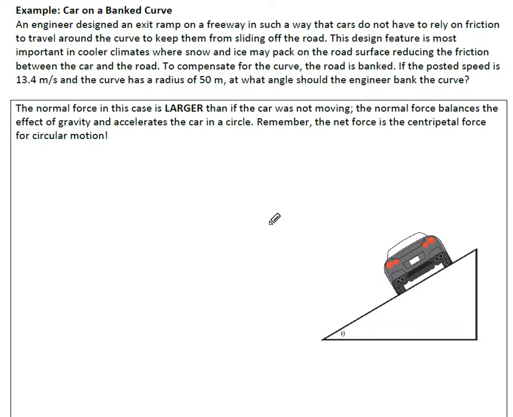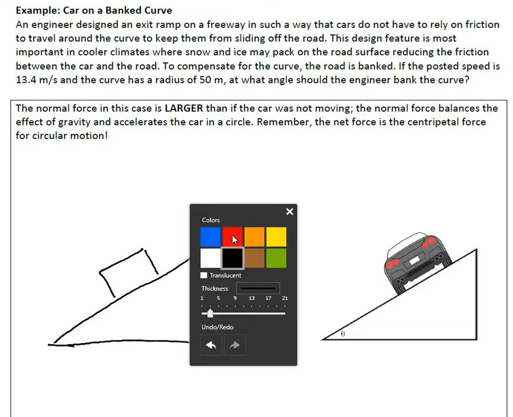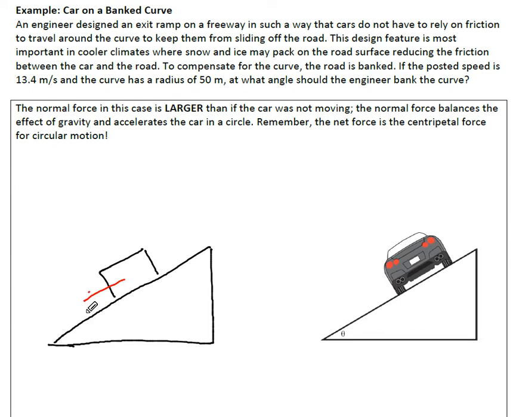So the first thing we need to recognize when we have a banked turn is, where is the center of the circle? Lots of people get mistaken with this at first. People want to say, oh, the center of the circle is down the hill. No, that's not true. The center of the circle is actually just directly to the left of the car in this scenario. The center is just over here somewhere. So this is our centripetal force. It has to be pointing towards the center of the circle.